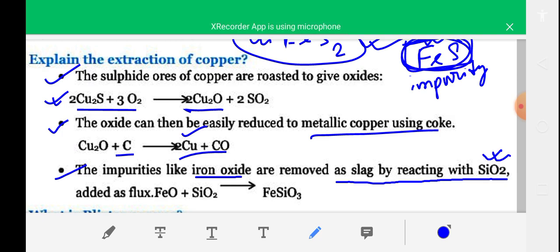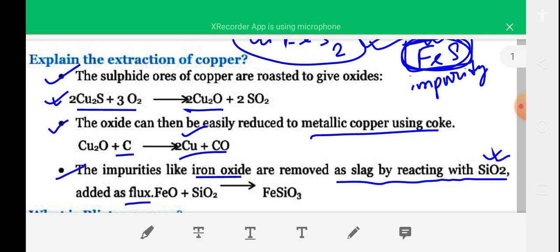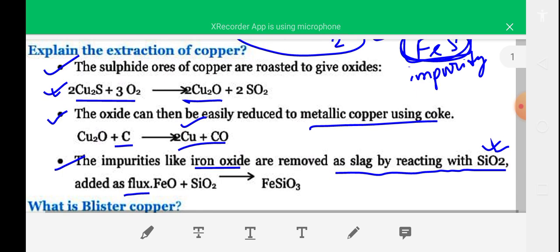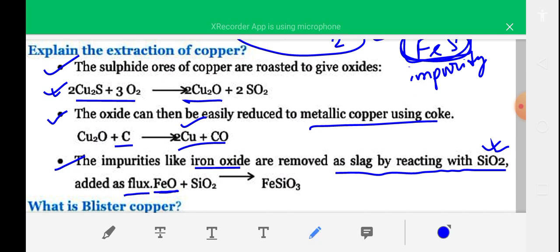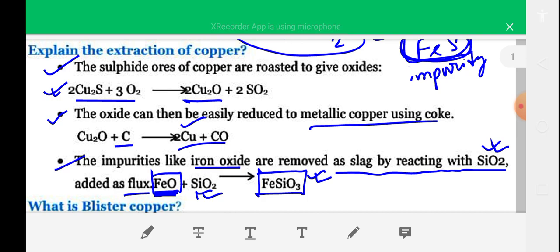So in the extraction of copper from copper pyrites, silica SiO2 is used as flux. It acts as flux, which removes the impurity iron oxide as a slag. So FeO is an impurity. It is actually a basic impurity. To remove this basic impurity, an acidic flux SiO2 is used to remove the impurity FeO as a slag, FeSiO3, okay, which is a lighter compound which will be separated from the metal. It will float over the liquid metal.